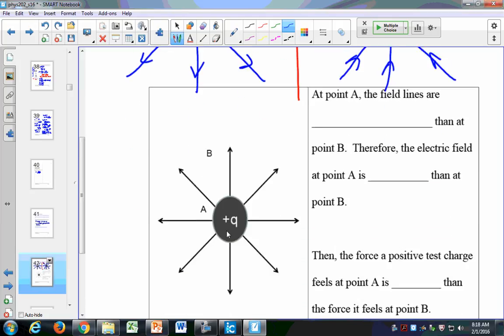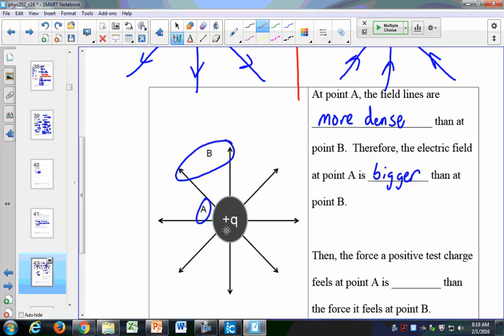Okay, so at point A, the field lines are more dense than at point B. That is, here the field lines are just closer together than they are out here. Therefore, the electric field at point A is bigger than at point B. The density of the lines gives the magnitude of the electric field. Where the electric field lines are closer together, you have more dense lines and a bigger electric field. Where they're further apart, you have a lesser electric field.